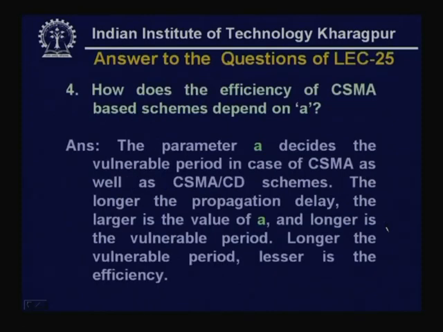Fourth question was, how does the efficiency of CSMA based schemes depend on A? Answer is, the parameter A decides the vulnerable period in CSMA schemes. The longer the propagation delay, the larger is the value of A, and longer is the vulnerable period. The longer the vulnerable period, the lesser is the efficiency, as you have seen.